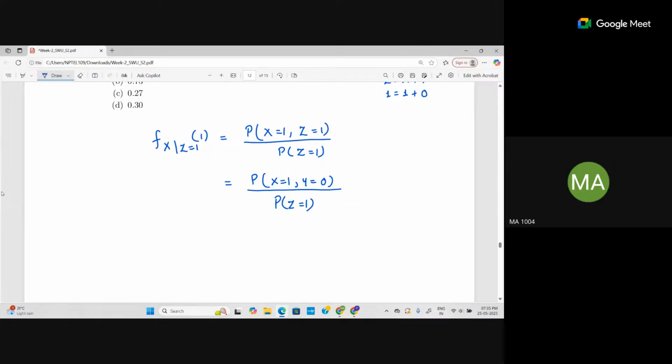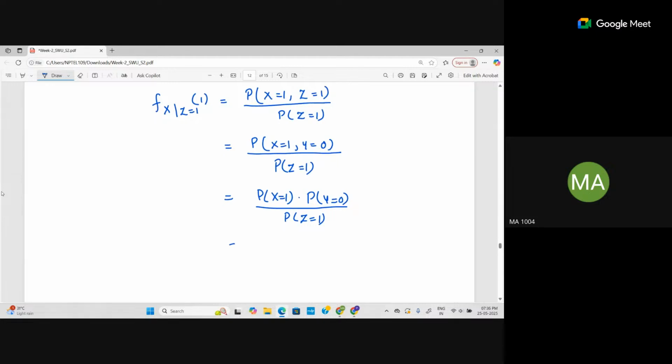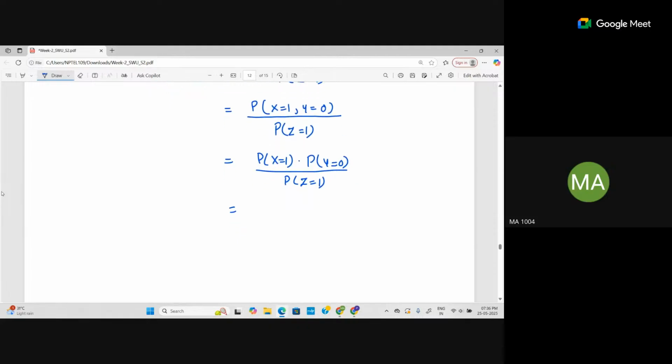Now it is in the form of the joint probability mass function of X and Y, and X and Y are independent. So now we can write it like this: the probability X is equal to 1 and probability Y is equal to 0. We have to use the property of independence. Probability X is equal to 1 is 0.4, and Y is equal to 0 was 0.8.